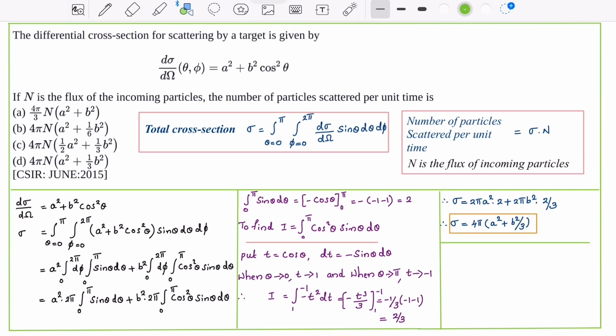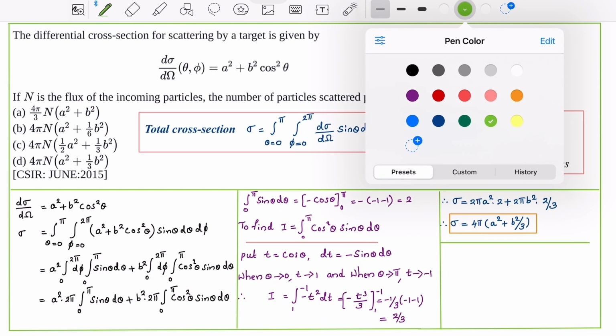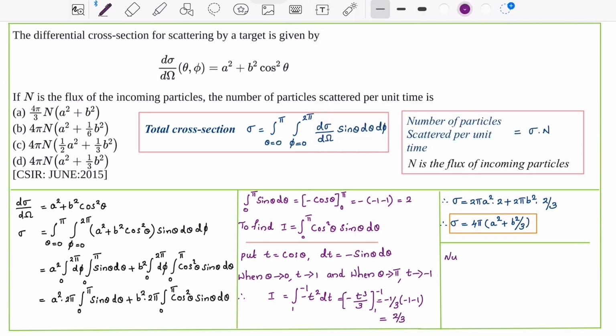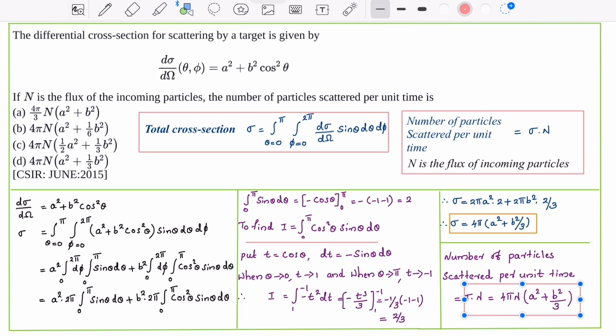When we multiply this total cross-section with the flux of the incoming particles, we will get the number of particles scattered per unit time. Therefore, the number of particles scattered per unit time is equal to sigma times n, that is equal to 4 pi n times a square plus b square divided by 3. Therefore, from the given options, option D is the right option.